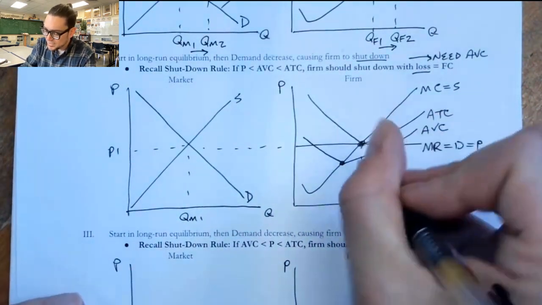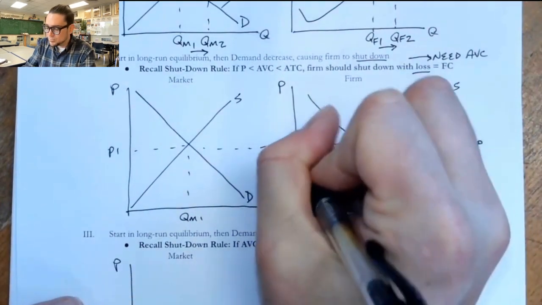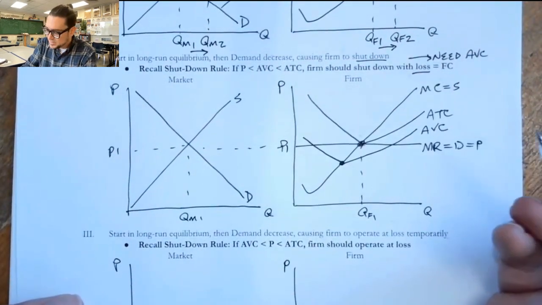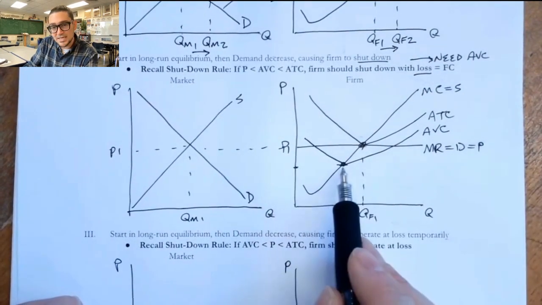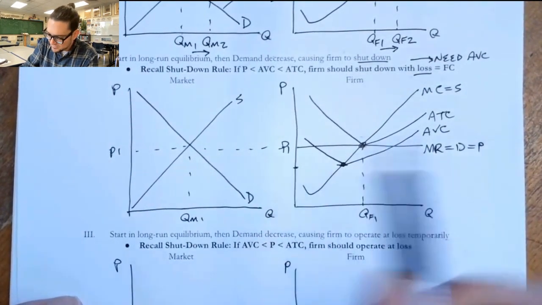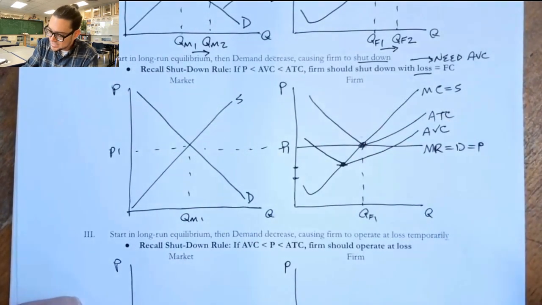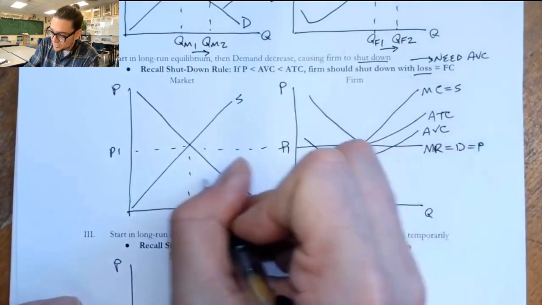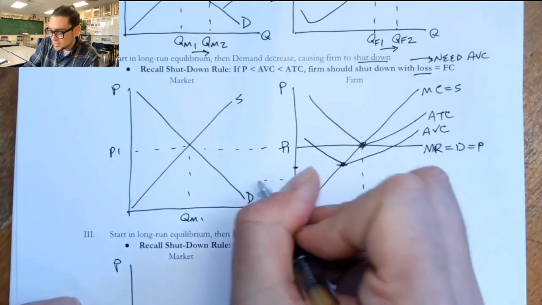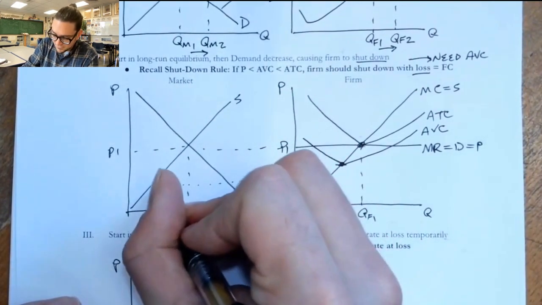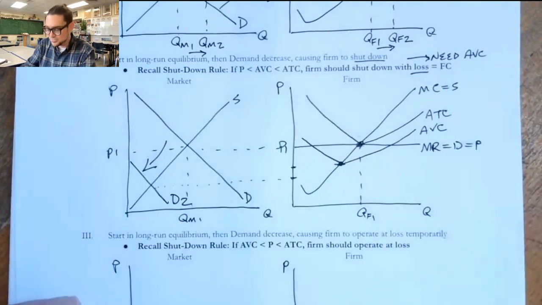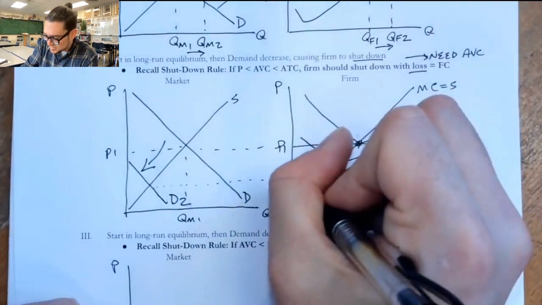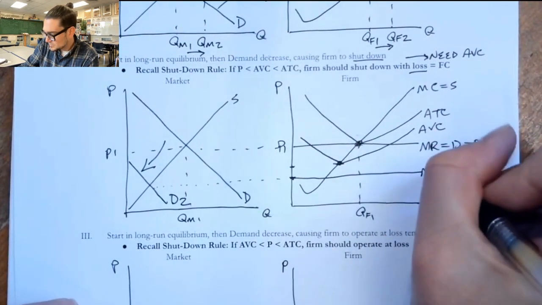So in other words, if this is P1, and we're going to get to P2 in a second, P2 has to be less than the minimum point of that AVC. So P2 is going to have to be somewhere down here. And that's going to mean that demand is going to have to fall. I'm kind of working backwards all the way over to here. Demand's going to have to fall a whole lot, right? Demand decreased a whole lot in order for us to get MR equals D equals P to go all the way down here.